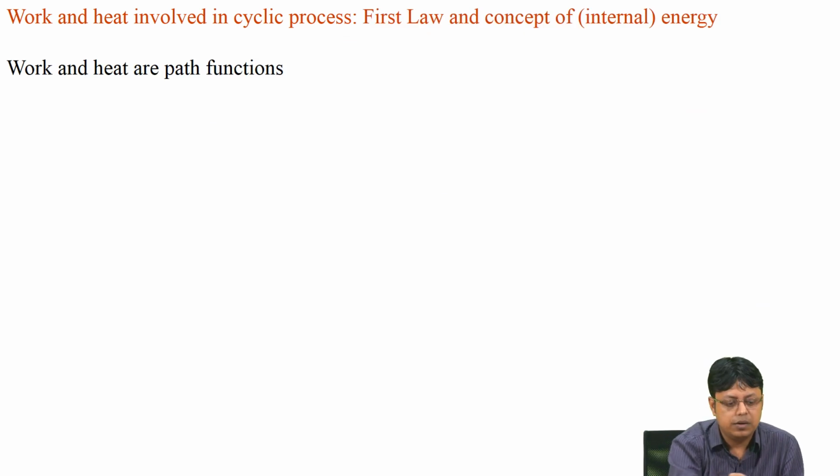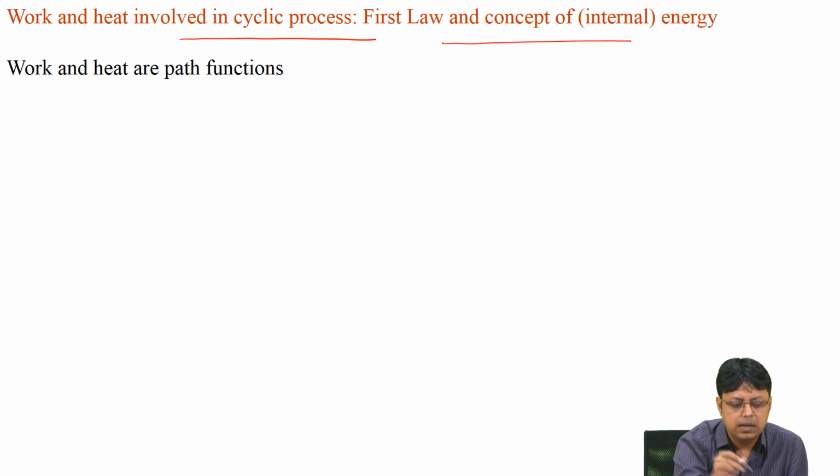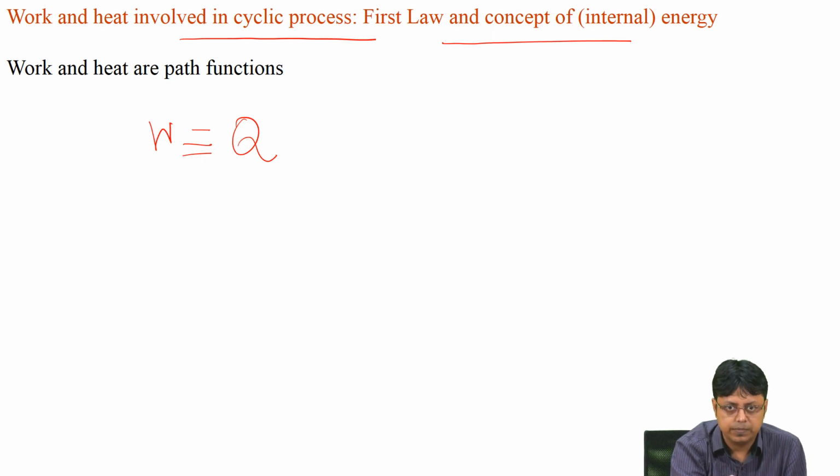Now, let us try to understand what we just discussed, and based on that we will build up the concept of the first law as well as the concept of energy. What we discussed is that this work which we just did, a net work, was destroyed completely and we got an equivalent amount of heat. Now, in any cyclic process, the work done will always be equivalent to the heat withdrawn in the cyclic process.